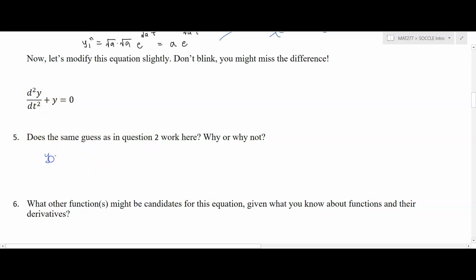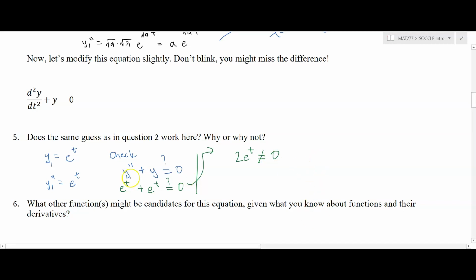Well, let's see. If we had said y equals e to the t, we already know that y1 double prime is equal to e to the t. And if we were to check whether that's a solution, we would have to say, does the second derivative plus the original function equal 0? Well, the second derivative is e to the t. The original function is e to the t. Do those two things add up to 0? And the answer is not really, because 2e to the t is not always equal to 0. In fact, it's never equal to 0. So these will not work.